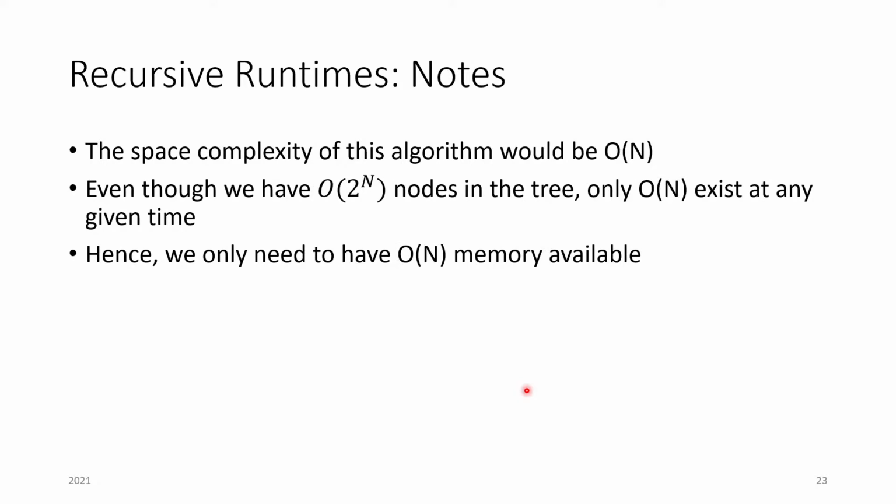The space complexity of this particular algorithm is going to be O of n. And this is because even though we have O of 2 to the power of n nodes in the tree, at any given time, we only have O of n existing regarding the memory use. So you only need O of n memory available to each one of those particular nodes.